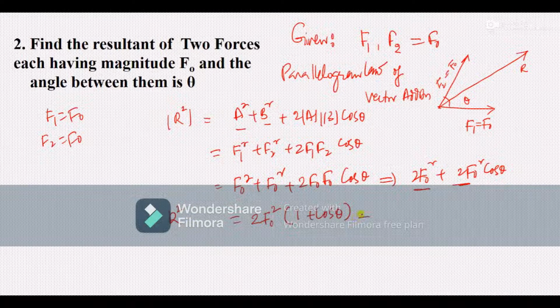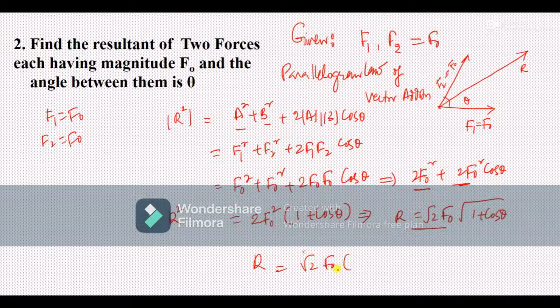So that turns out to be R is equal to root of 2 F naught root of 1 plus cos theta, right? So the answer to the problem. So here, the resultant we have found out is equal to root 2 F naught into root of 1 plus cos theta. This equation can still be simplified, but we can end here. If we know this cos theta, we can find out the magnitude and resultant of the both forces.